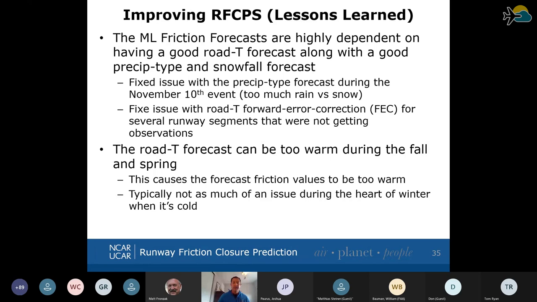And then, as I said, in general the road T forecast can be too warm during the fall. It's a heat balance model. So if it's been warm or there's high radiation, even with cloud cover, it can be too high. And that can cause the friction values to be too high. And then the last slide, really.